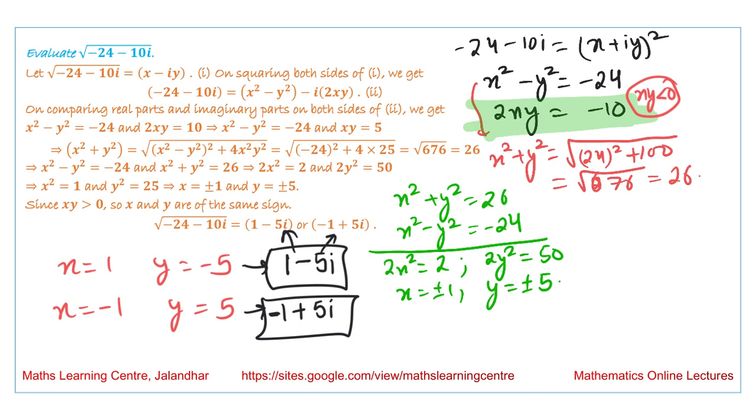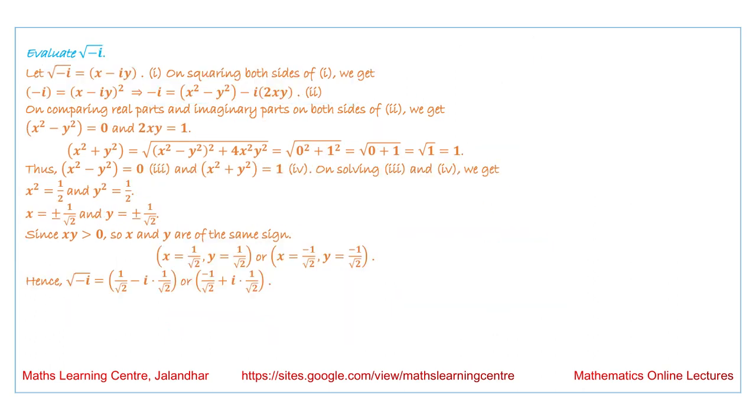We have used the term that this is equal to x minus iota y squared, and we have solved it accordingly, and we have obtained the same answers as we are obtaining in this case. So it is up to you how you want to solve these kinds of problems. Next, we have to evaluate the value of the square root of iota.